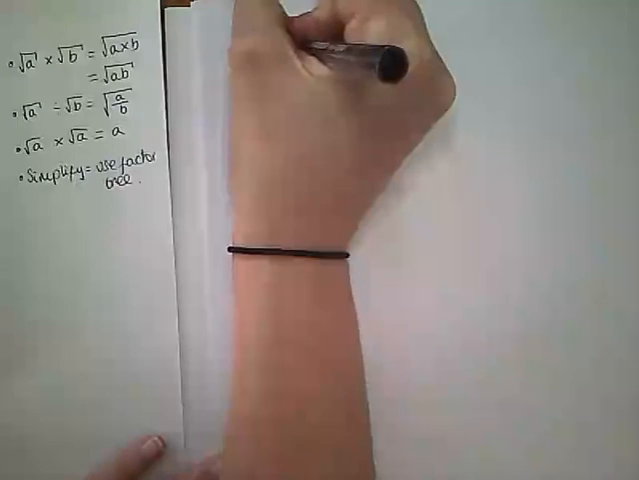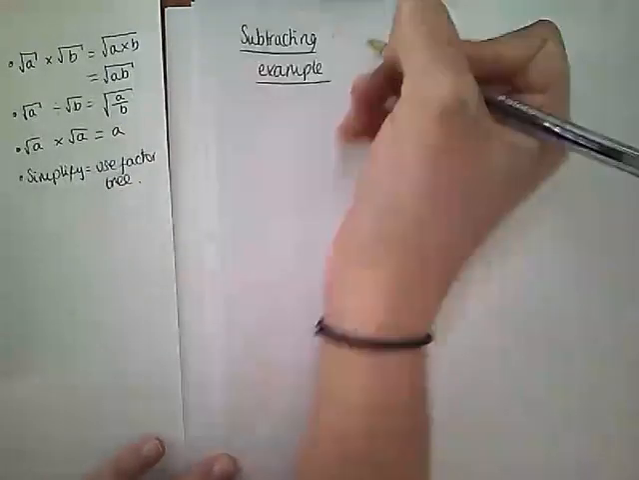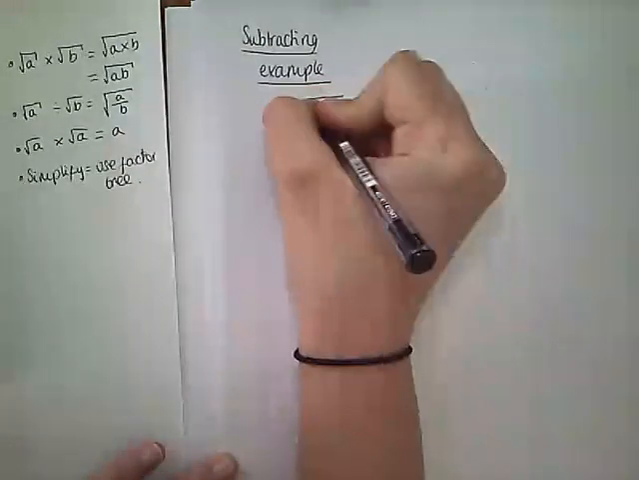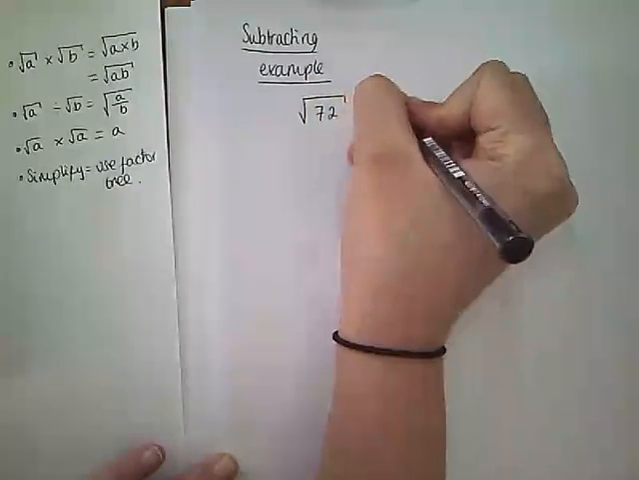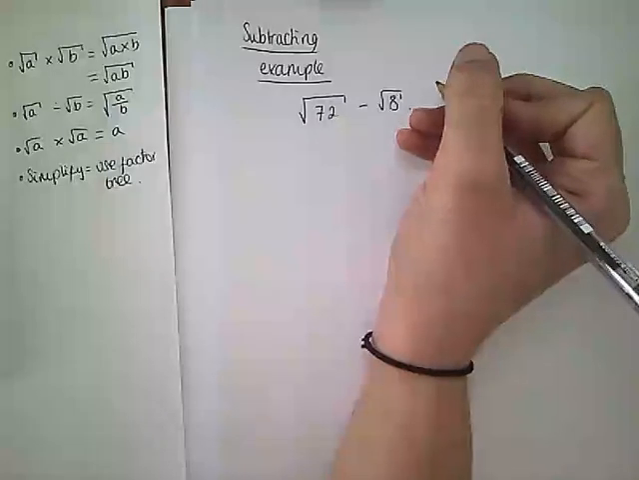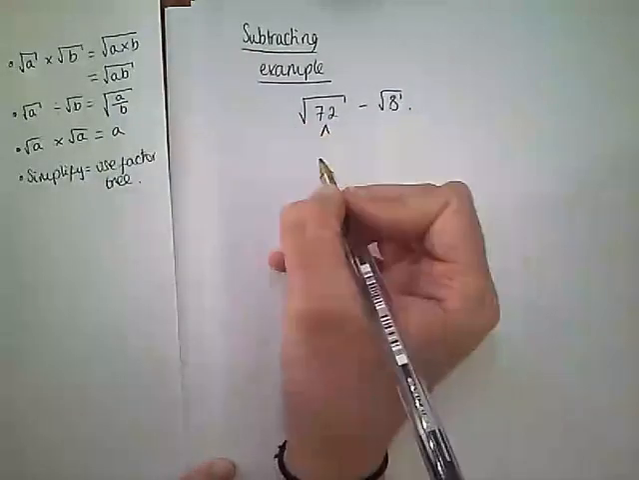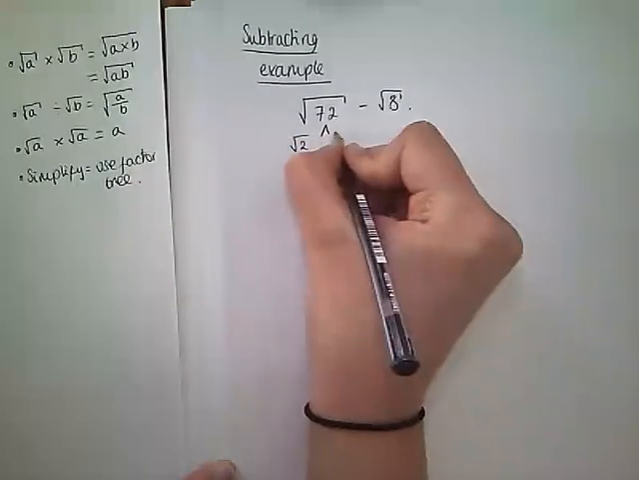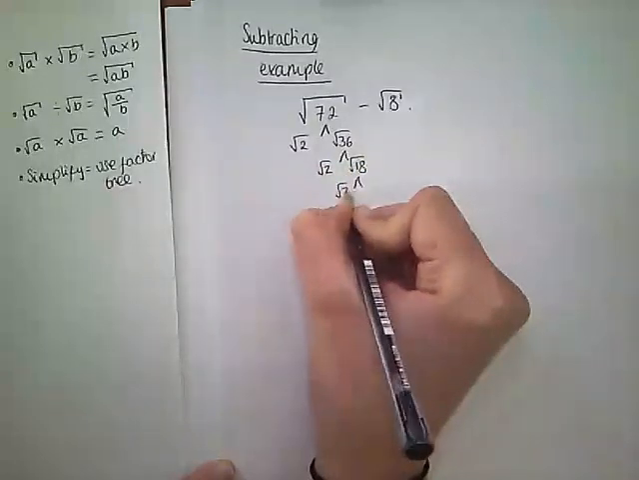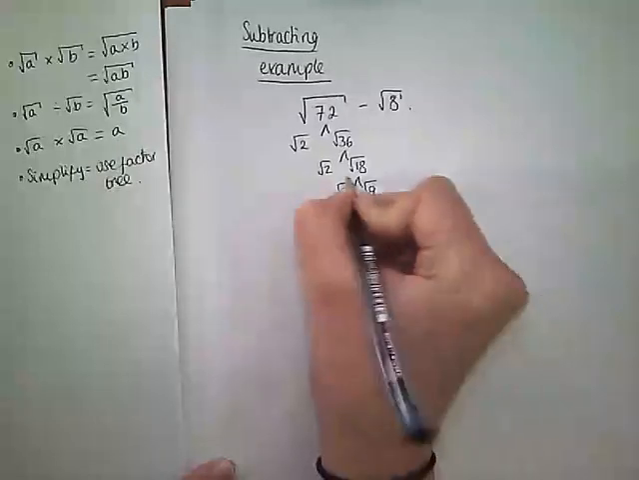What happens if we had root 72 take away root 8? At the moment we can't subtract them because the numbers underneath the roots are not the same. We're going to do a simplifying factor tree and see if we can get them to work. So that is root 2 and root 36, root 2, root 18, root 2, root 9, root 3 and root 3. Here's my factor tree.